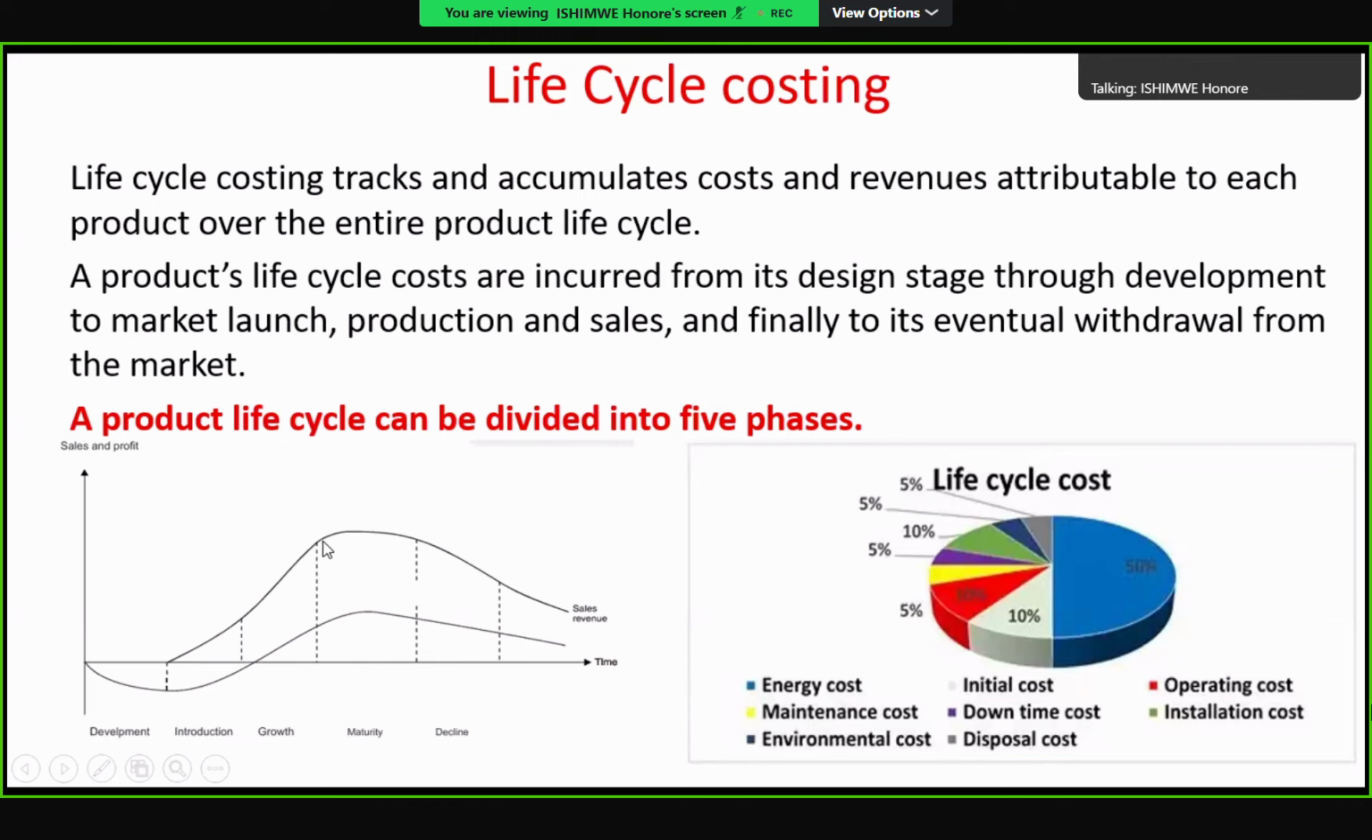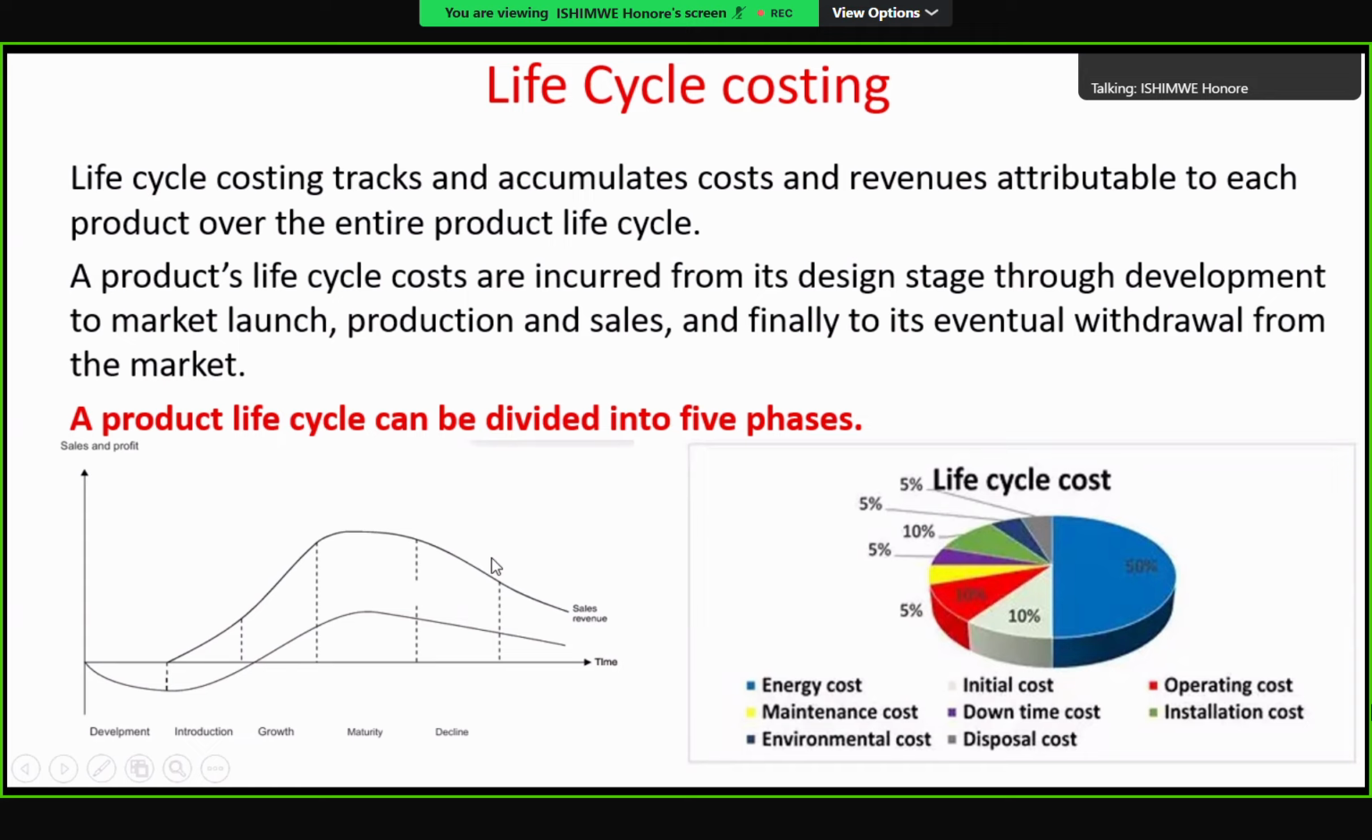Then you go to maturity of the product. This is when the product has been on the market for a while and is well known, but its sales are not moving much; they appear steady. It is moving like it is now, and we can see it is at the mature stage. Then sales start to decrease because the product starts to fade on the market.